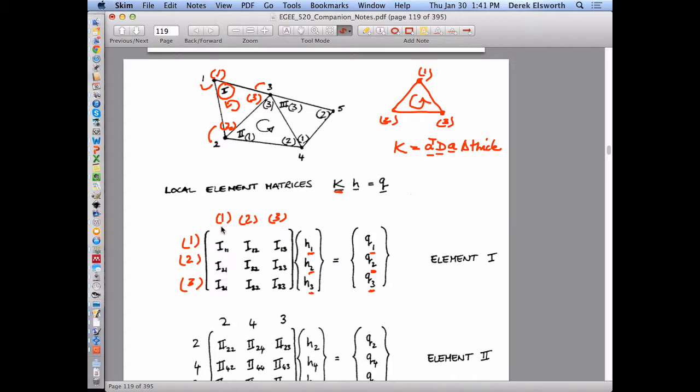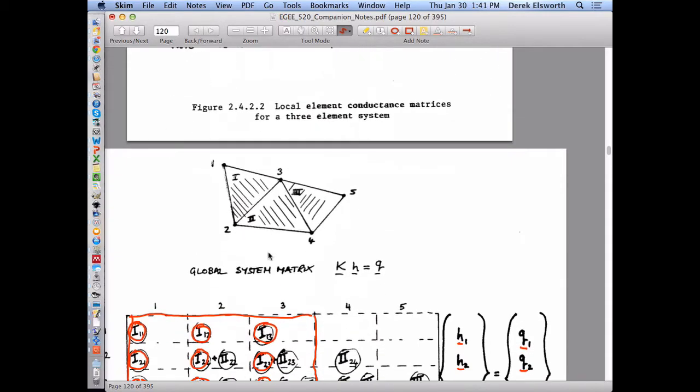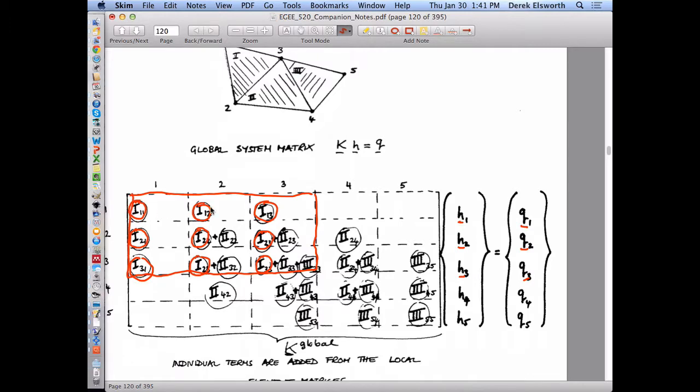And we just need to make sure that we number the rows and columns accordingly so that these correct terms go into the right place here. And so that's the ones we've done.